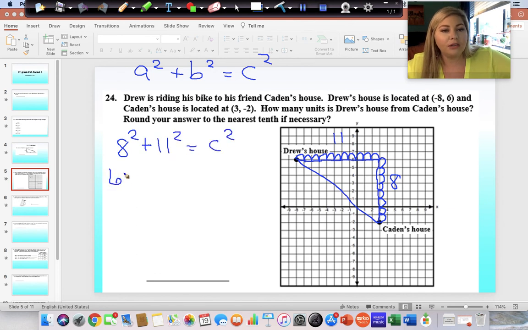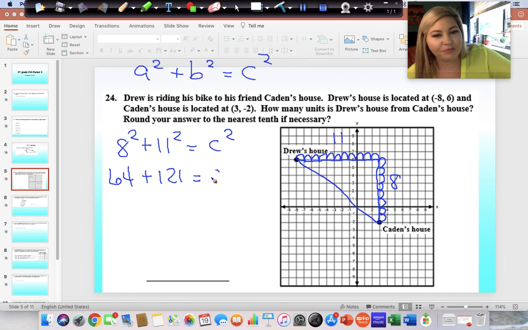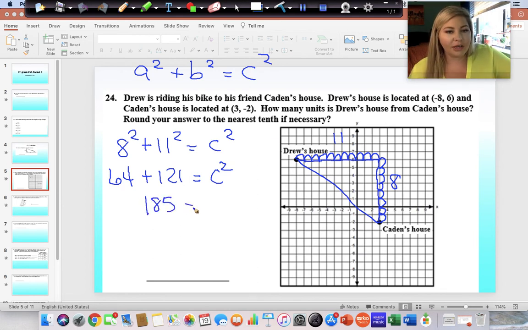8 squared is 64. 11 squared is 121. I always get that confused. Double checking your work, always. Yes, it's 121. Okay, and so that is equal to c squared. So then we have 121 plus 64. That gives us 185. So 185 is equal to c squared.